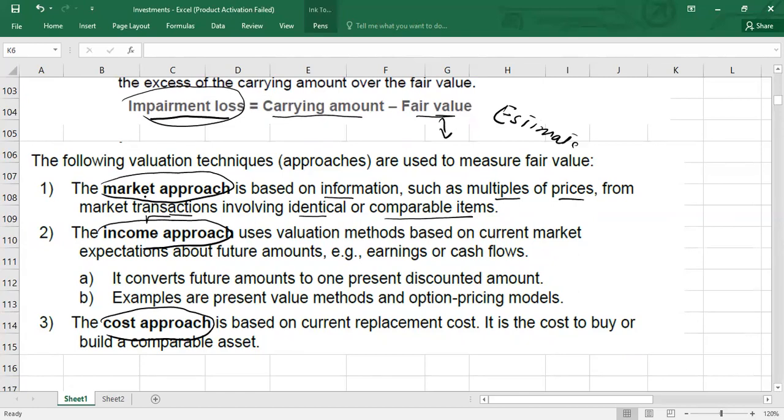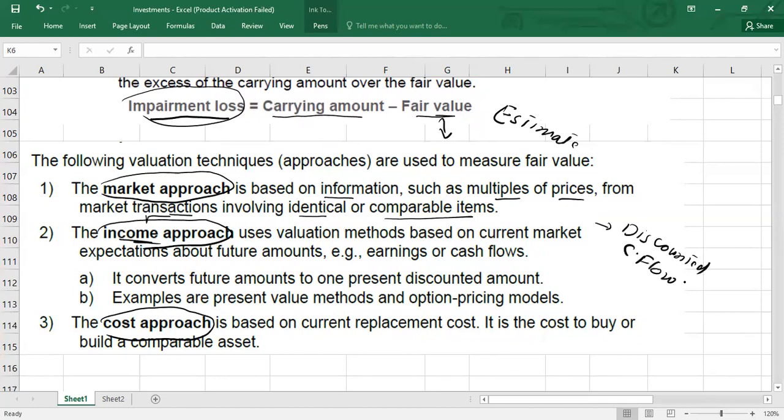This is what is called the market approach. The second approach is called the income approach. Here you will always calculate the present value of future cash flows, which is also called the discounted cash flows technique.